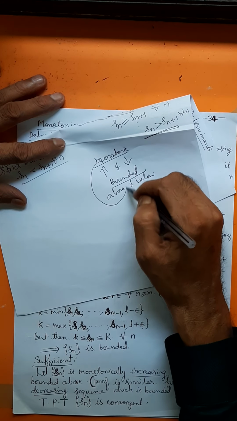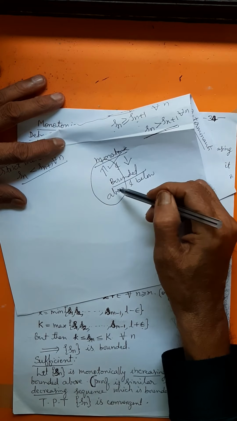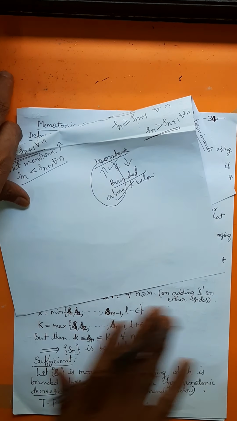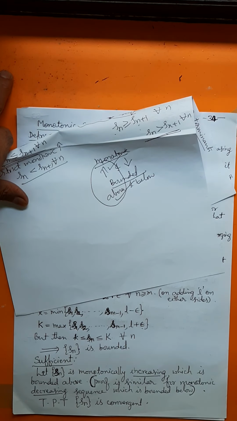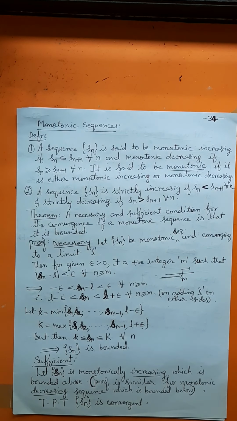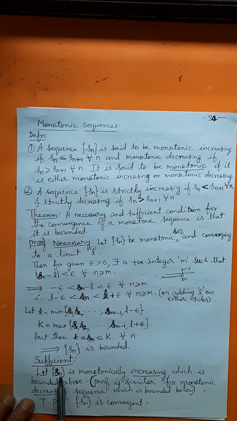We will take the first case, monotonic increasing and bounded above. Increasing means we go to the right, and when going to the right we need an upper bound, right? Monotonic increasing and bounded above. Sequence Sn is monotonically increasing and bounded above. Proof is similar for a monotonic decreasing sequence which is bounded below. You need not supply this proof; it is enough to write similar.